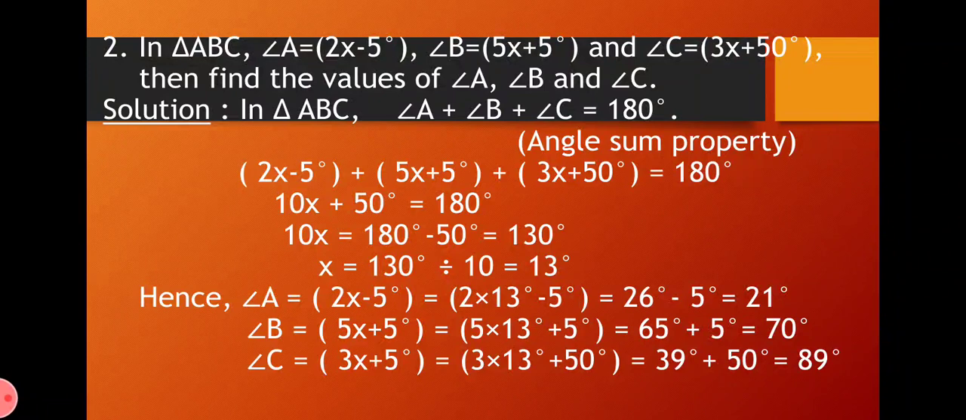You can cross check whether your answer is right or not by adding all the three angles, which will give you the sum of 180 degree. That is, when we add 21 degree plus 70 degree plus 89 degree, we get 180 degree.